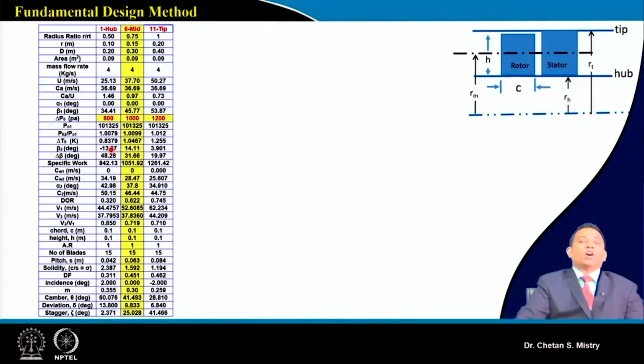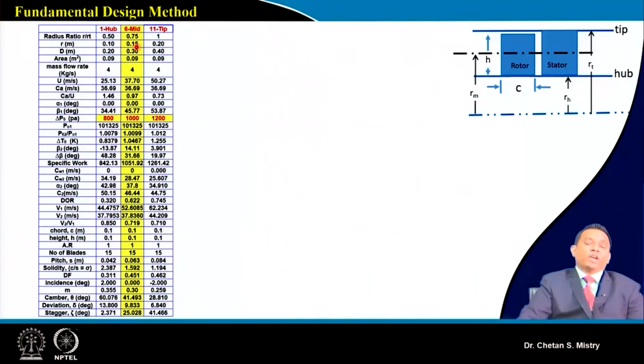Now let's come to what all we have done. So as we have discussed for our fundamental understanding, again when we are using this fundamental method, it is preferred that we do our calculation using an Excel sheet program. Okay, so this is my mid station calculation. Okay, so that will remain the same.